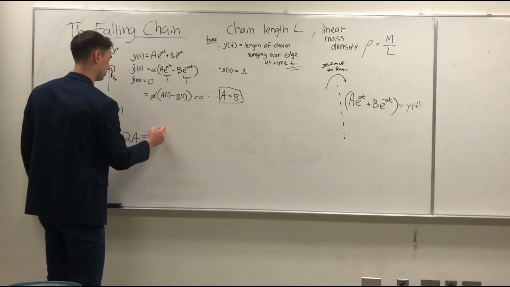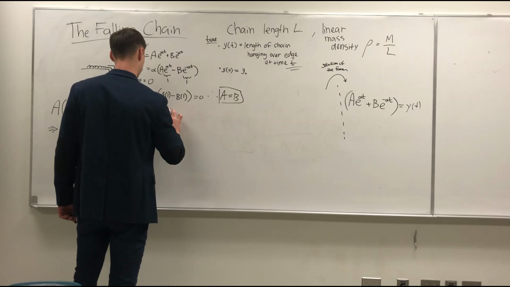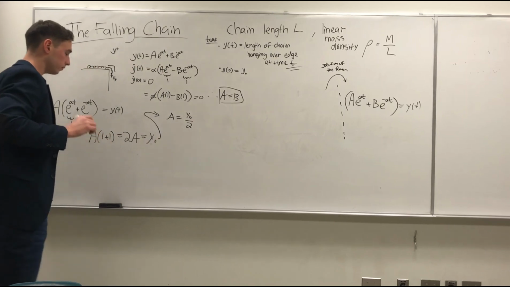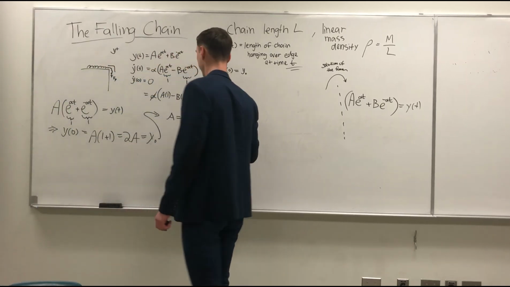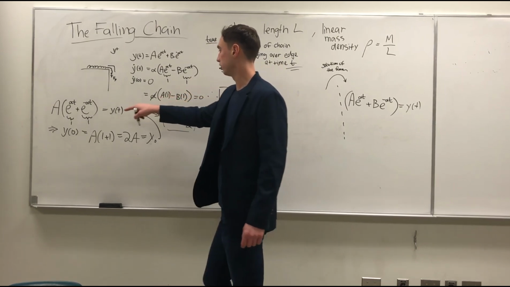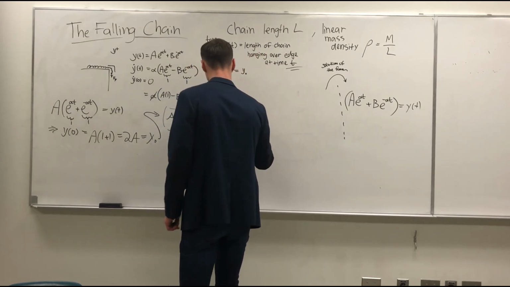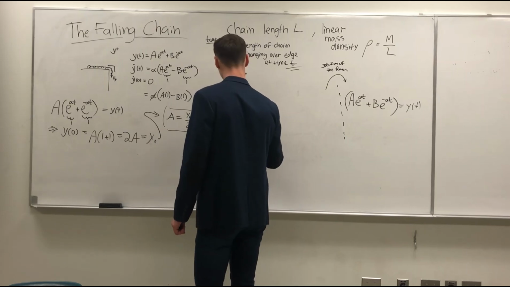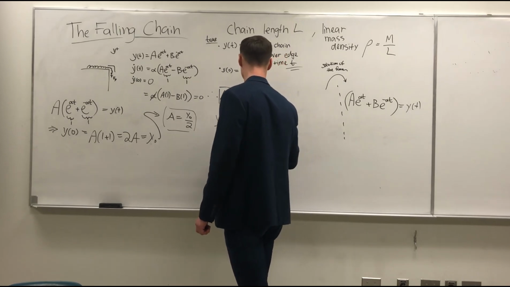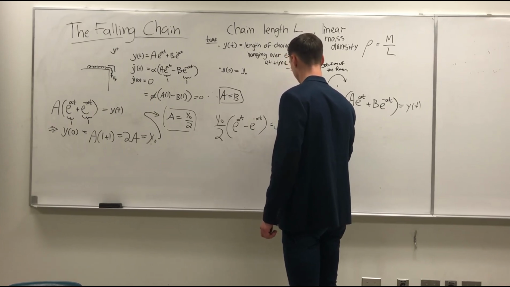Let's rearrange this. A equals y naught over 2. Let's plug in this expression for a in our solution. We get y naught over 2 times e to the alpha t plus e to the negative alpha t.